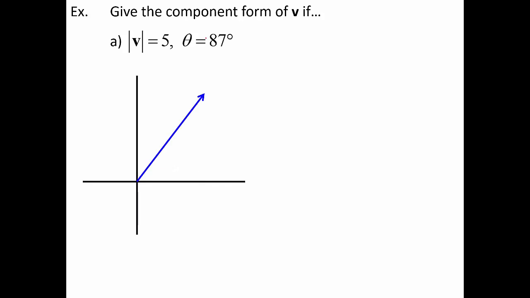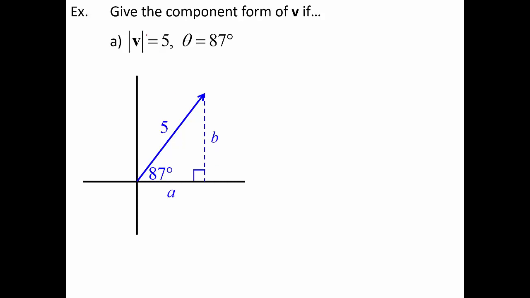Now, the way to think about this is I have a vector. I know it's in the first quadrant because it says 87 degrees. This one is clearly not drawn to scale because it should be a lot closer to the y-axis, but I wanted to draw it like this to help illustrate what's happening here. Here's my vector. It has an angle of 87 and a magnitude of 5. So the length of that vector is 5 and the angle is 87. Anytime I have a vector, I have an invisible triangle.